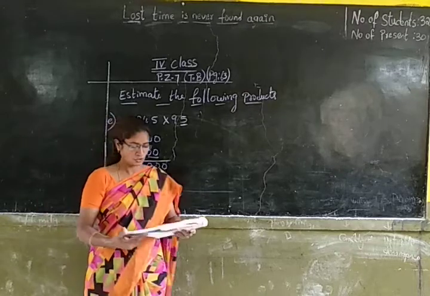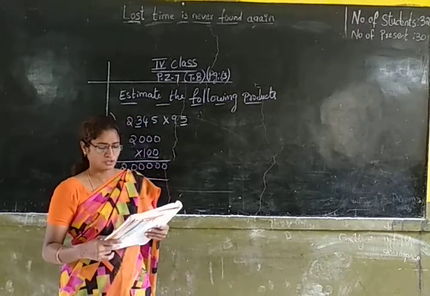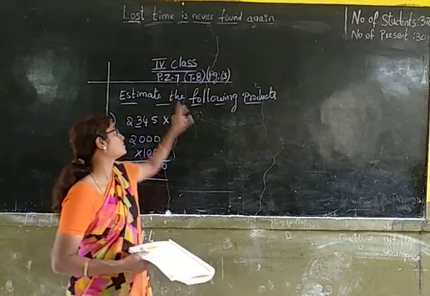Okay children. To do the F sum for homework. You do F sum for homework in practice zone 7.